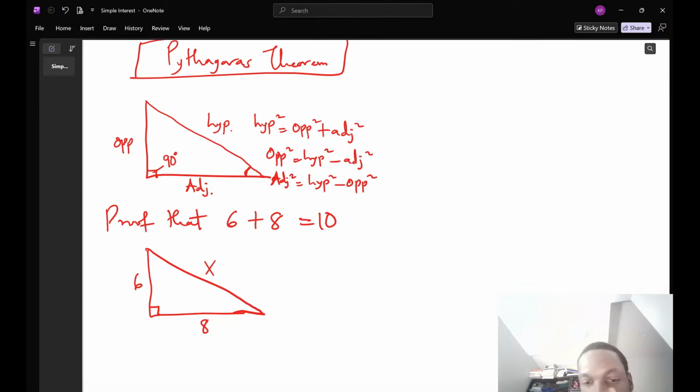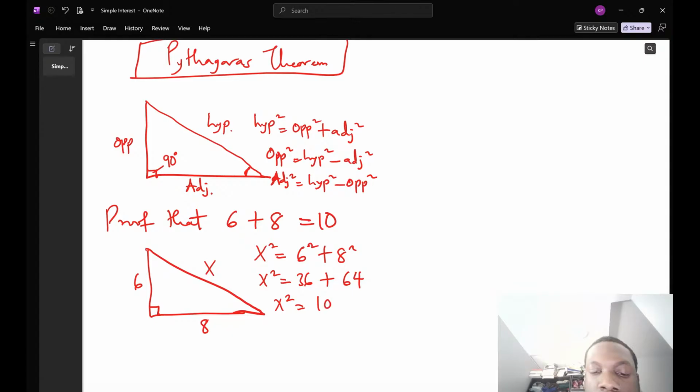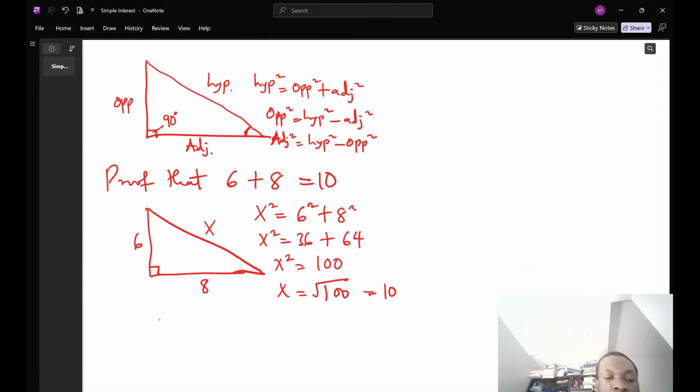So now in this case, we have to find x squared. This side x is the hypotenuse. So x squared is equal to 6 squared plus 8 squared. 6 squared is 36. 8 squared is 64. If we do 36 plus 64, we get 100. The square root of 100 is 10, right? So in this case, we have proved that the hypotenuse is 10.